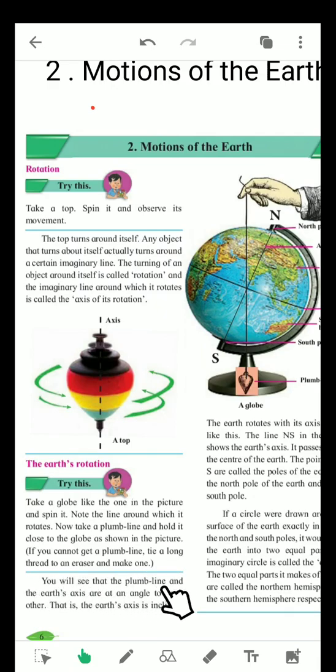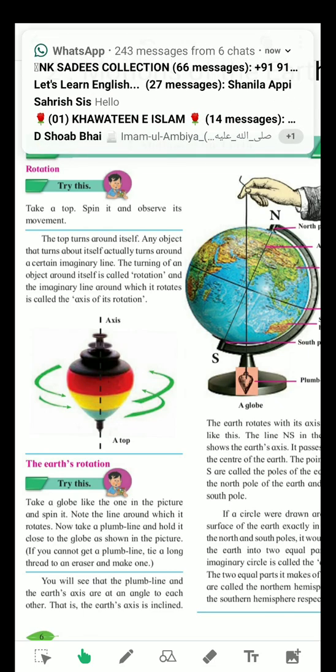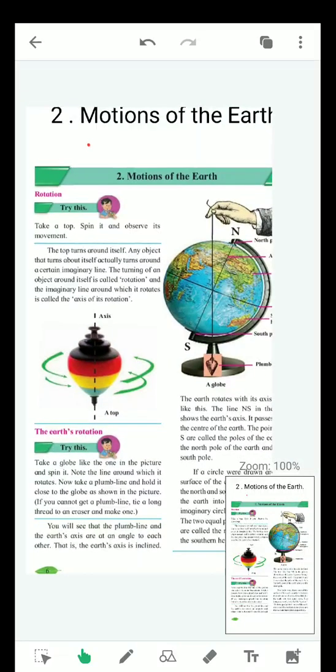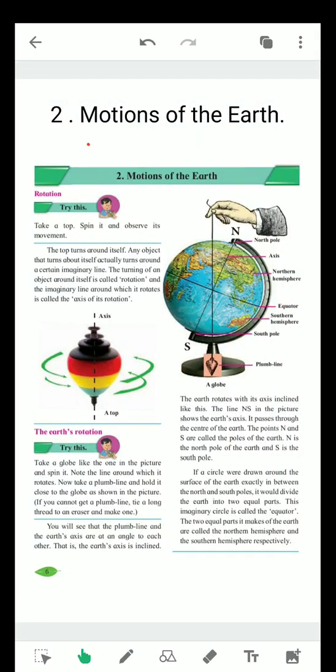You will see that the plumb line and the earth axis are at an angle to each other. This is the angle of the plumb line and the earth axis. That is, the earth axis is inclined. The rotation with its axis inclined like this, as you see in the picture. The line NS in the picture shows the earth axis. It passes through the center of the earth. This is the center of the earth.